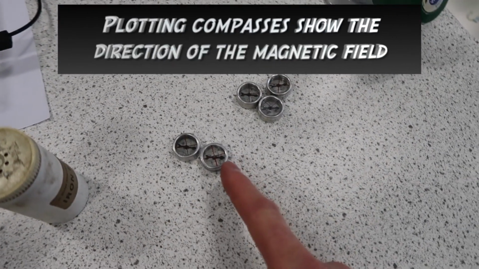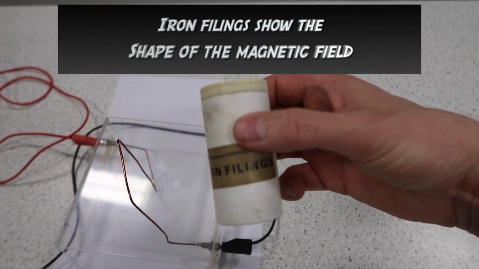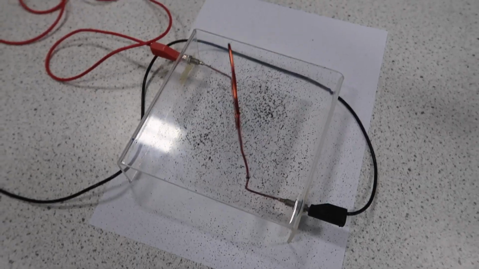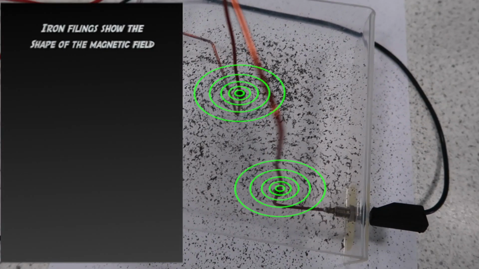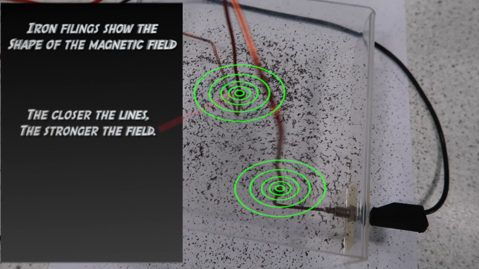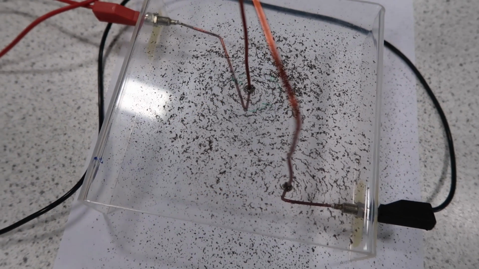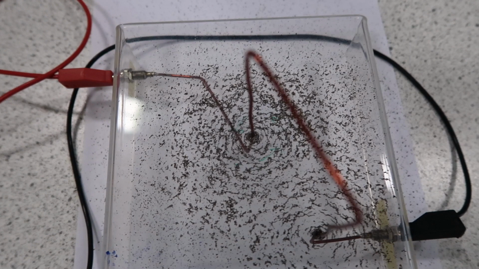Okay, so the plotting compasses show us the direction of the magnetic field, but if you need to see the shape of the magnetic field, then we use iron filings. All we do is sprinkle the iron filings around the wire. If I just turn the current up a bit, and give these a gentle nudge, what you can see is they're starting to go around in a circle. Can you see them going round in a circle? It's not the clearest, but you can see it is happening.